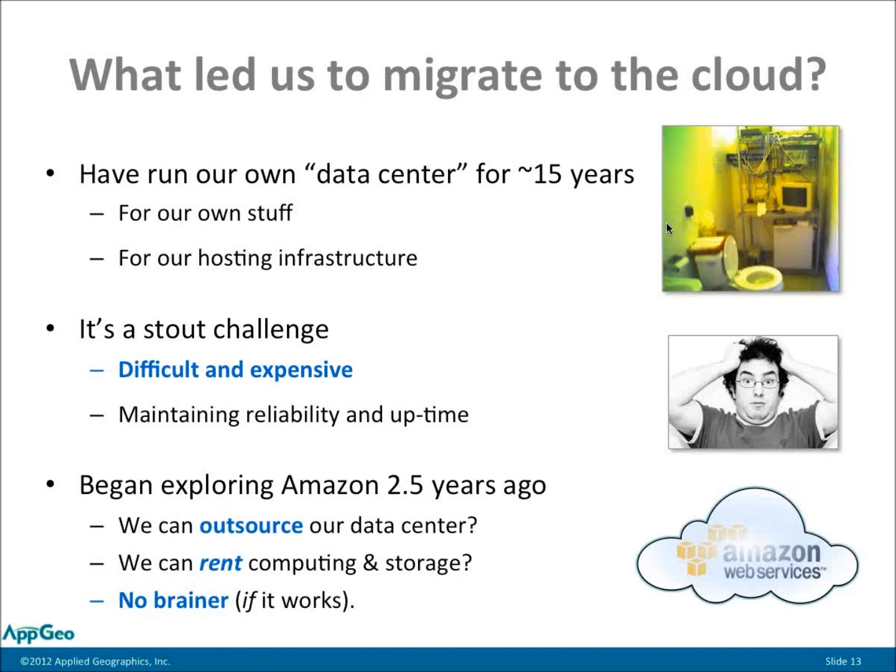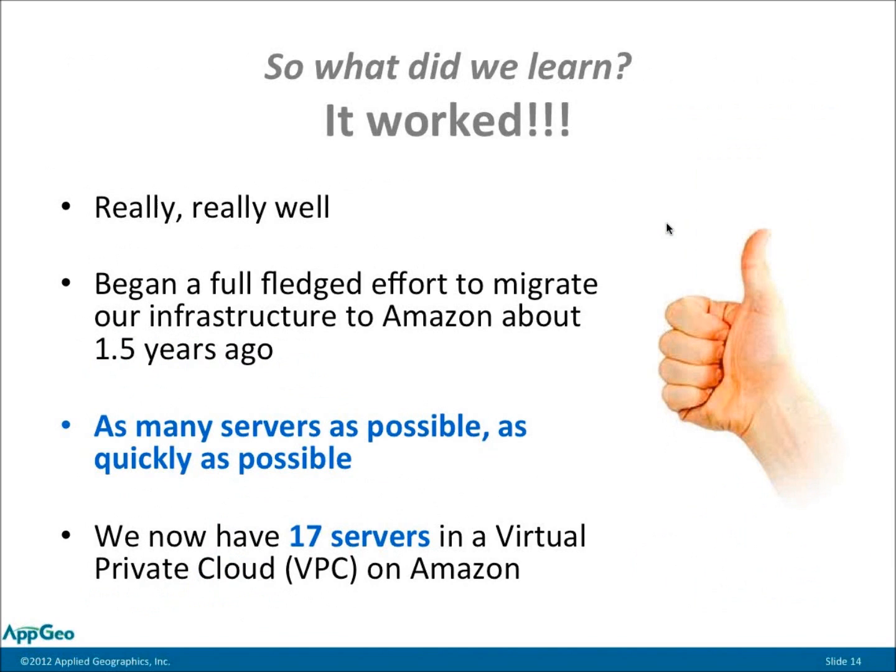So knowing that it's difficult and expensive, we were paying attention, and when we heard of Amazon Web Services, we began exploring it experimentally about 2.5 years ago. And the way we look at it is, geez, we can outsource our data center. Instead of buying equipment, we can rent it, both computing and storage. Sounds really attractive. This is a no-brainer if it works. And so we did check it out. And what did we find? We found that it worked really well. And after experimenting for about a year, we began a full-fledged effort to migrate pretty much as much of our infrastructure as possible up into the Amazon cloud. And as of now, we have 17 servers that function in a virtual private cloud inside of Amazon's infrastructure as a service offering.